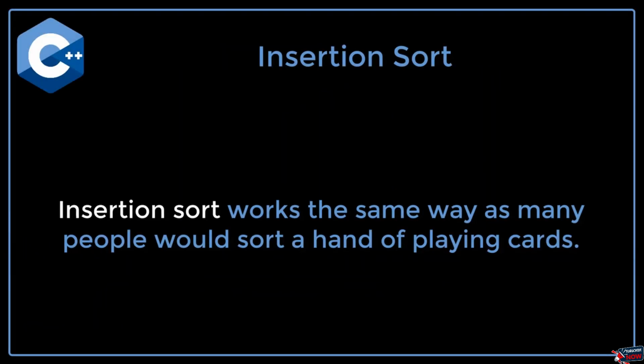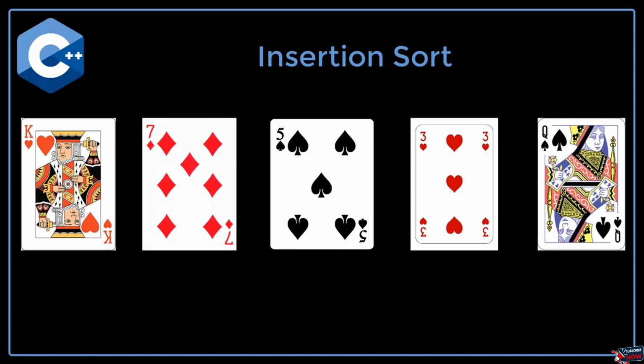In this video, we will learn about the insertion sort algorithm and how to implement it using C++ code. Insertion sort works the same way as many people would sort a hand of playing cards. For example, let's say we have a hand of the following cards: King, 7, 5, 3, and Queen.